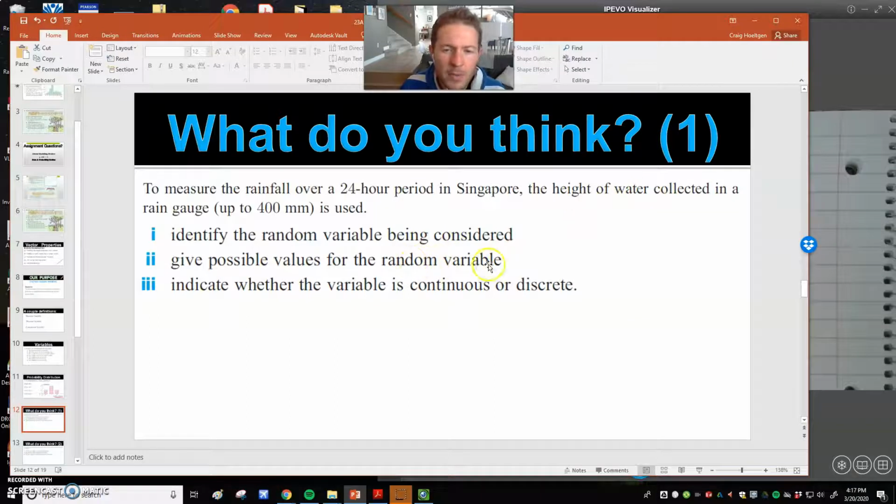Give possible values for the random variable. This being a continuous variable, it can be anywhere between 0 and apparently 400 millimeters. 500 is not possible, it's going to spill, and we're not going to have negative values either. So positive values, 0 to 400. Indicate whether this is continuous or discrete. You guessed it, it is continuous. We're not going to count that measurement.